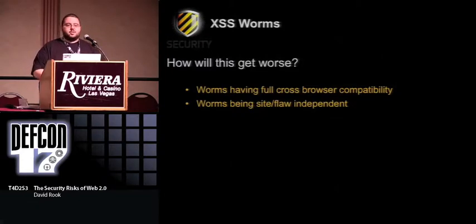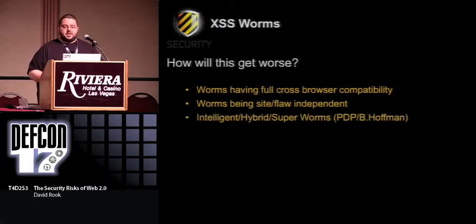I mean, you've seen the Stalk Daily code there, and if anyone's seen Sammy's code, you'll know that they were written very specifically for a specific flaw in a specific site. If you could find a way of writing a kind of universal or generic cross-site scripting worm, then you could have, whatever you want to call it, an intelligent hybrid superworm. Now, PDP and Billy Hoffman have done some great research on this. I'd recommend, if you want to learn more about this specific issue, take a look at it.